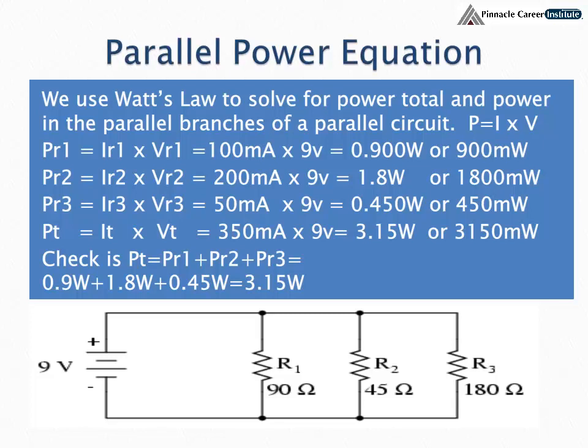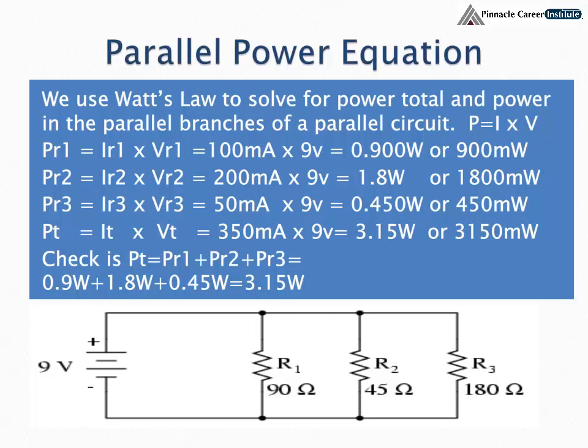We do the same thing for PR3. IR3 times VR3 equals 50 milliamps times 9 volts. We get 0.450 watts or 450 milliwatts. And our power total can be solved two different ways. We can do I total times V total, 350 milliamps times 9 volts. We get 3.15 watts or 3,150 milliwatts.